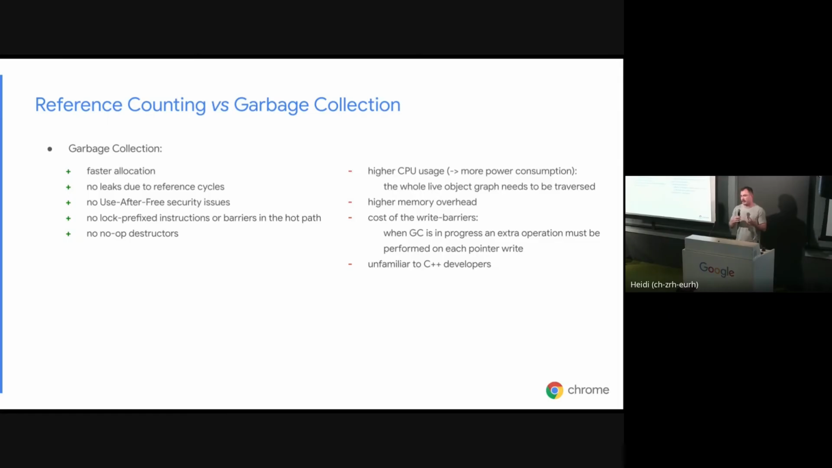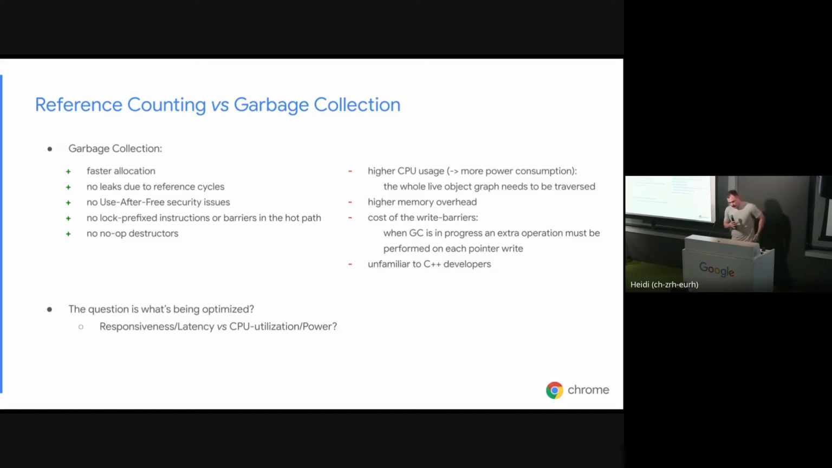Because we need to do some work like traversing the object graph, which we don't do in the unmanaged world. With garbage collectors, we usually have higher memory overhead because we are lazy with GC. There is also a cost of the write barrier. The write barrier is a primitive that is executed when GC is in progress on each pointer. However, it happens like 1% of the time, so it's really rare. One of the main drawbacks is that it's unfamiliar to C++ developers, so it's hard for people to choose OilPan over malloc-allocated objects.